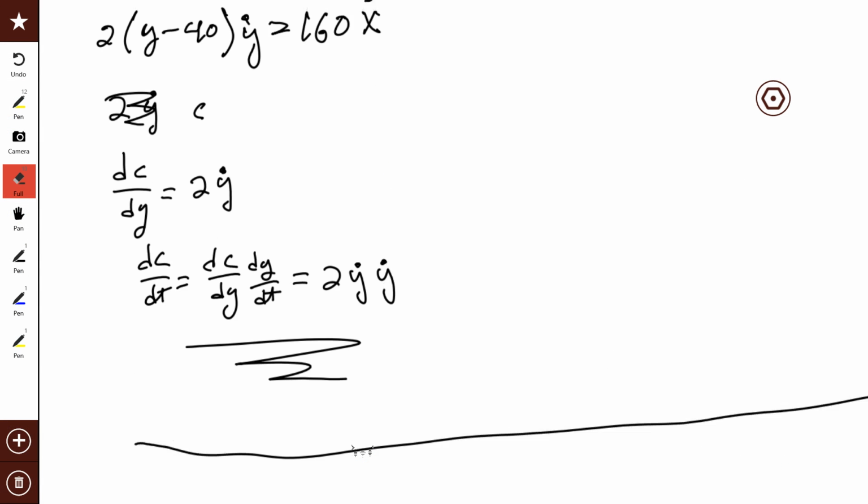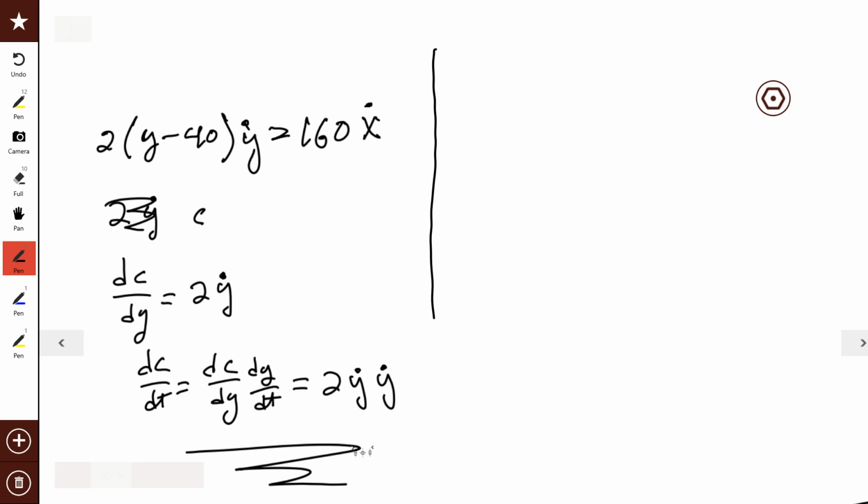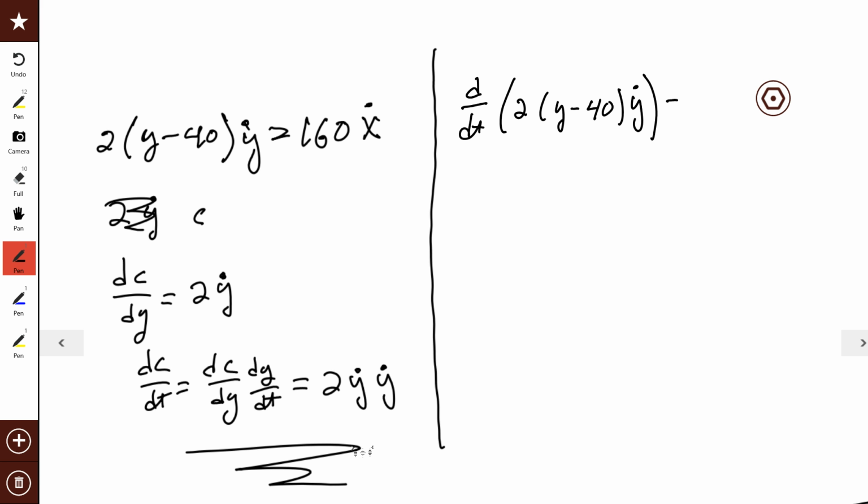Okay, I'm going to demonstrate how to take the second derivative of this function that I was trying to do in class. So I'm going to write it like this. I'm going to take the derivative with respect to time of (2y − 40) times y dot equals the time derivative of 160 x dot.